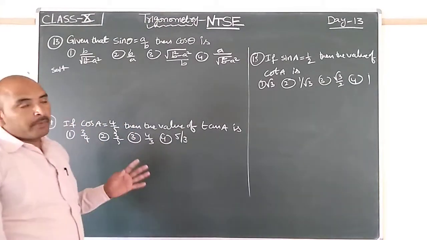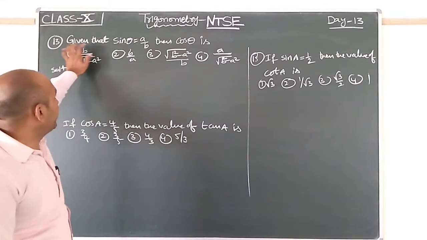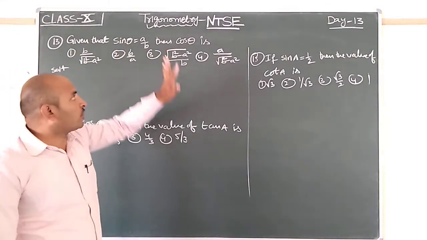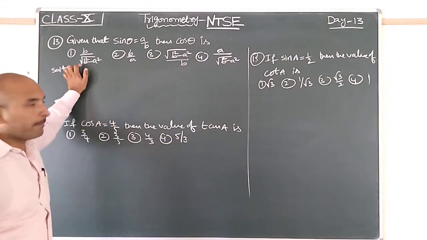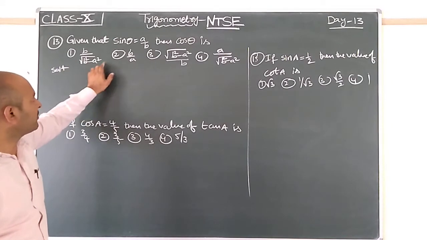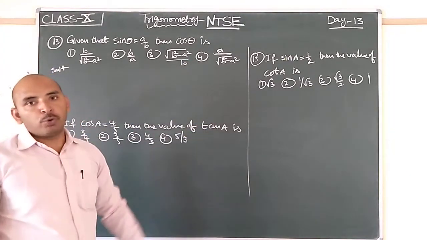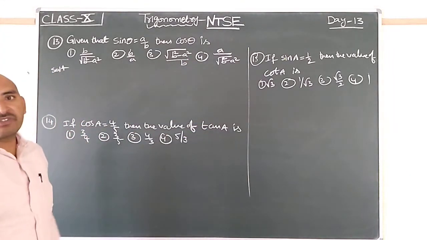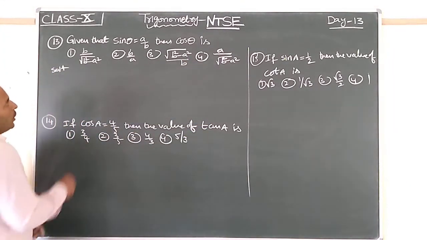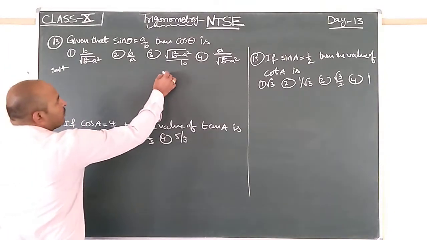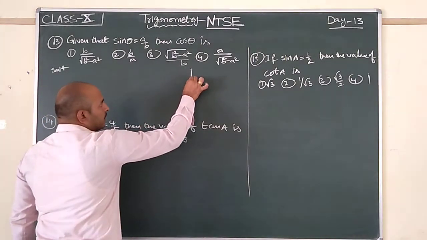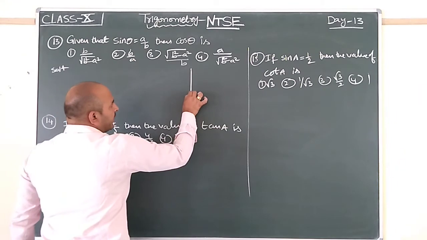Next, move on to problem number 13. Given that sin theta is equal to a by b, then cos theta is: first option, b upon root of b square minus a square; second option, b by a; third option, root of b square minus a square by b; fourth option, a by root of b square minus a square. So now here I am taking one right angle triangle.